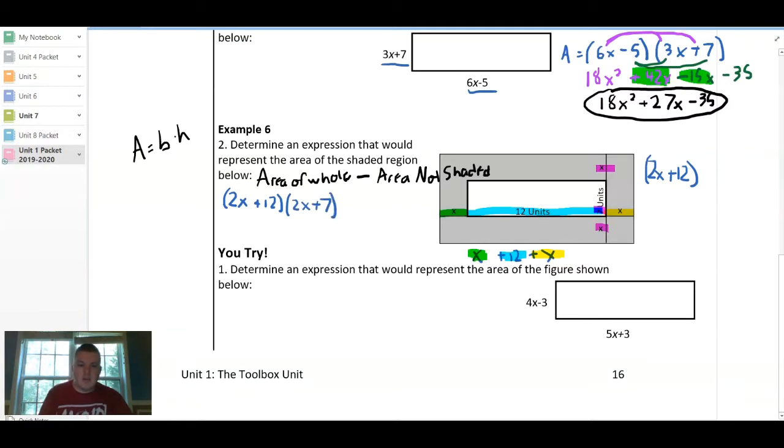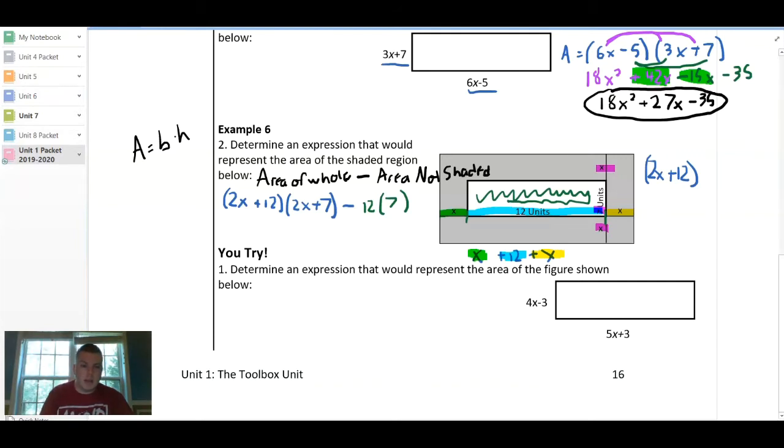And then, of course, I want to subtract the area of the not shaded region. The area of the not shaded region is going to be the hole that's in the middle. We'll notice it's also a rectangle, so we're going to use the same formula, area equals base times height. This time we don't have to worry about the variables. We just have one length that's 12, and one length that's 7. Now we do follow the order of operations. We want to do our multiplication first, and after that is when we will do our subtraction.